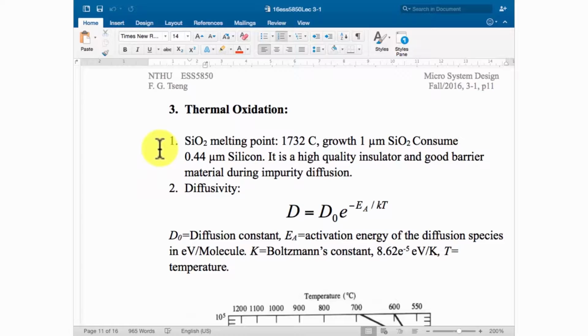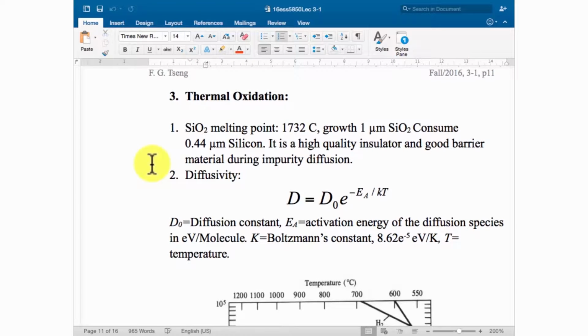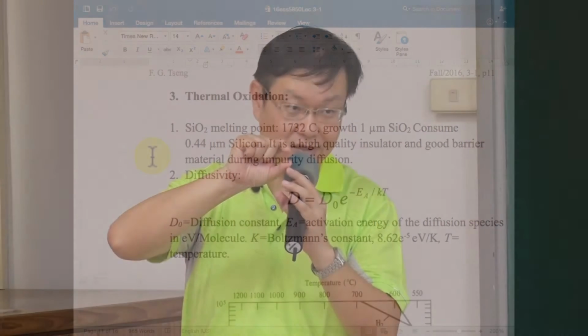And the silicon dioxide melting point is pretty high. It's 1,700 degrees C. And the interesting thing is when you want to grow 1 micron of silicon dioxide from the silicon substrate, you will consume 0.44 micron of silicon. That means because you introduce external oxygen atoms into the silicon, the silicon dioxide expands compared to the original silicon itself, 0.56 micron. So remember, the whole structure will be expanded. The structure will become thicker than you think.